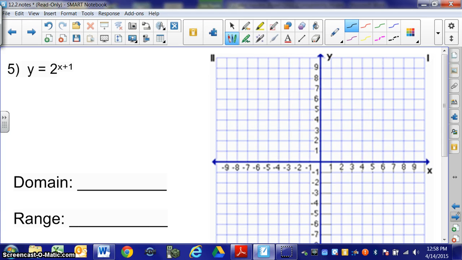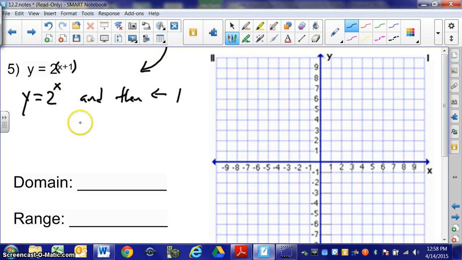Let's try this one. Oh my gosh. Alright, so look at this. My exponent has a +1 on it, 2 to the x plus 1. So this is going to be a shift to the left 1. What I recommend is let's first graph y equals 2 to the x, and then move it left 1. Is this an exponential or a logarithmic function? Notice that we have my variable in the exponent. This is an exponential function. It should have something that looks like this as the shape.